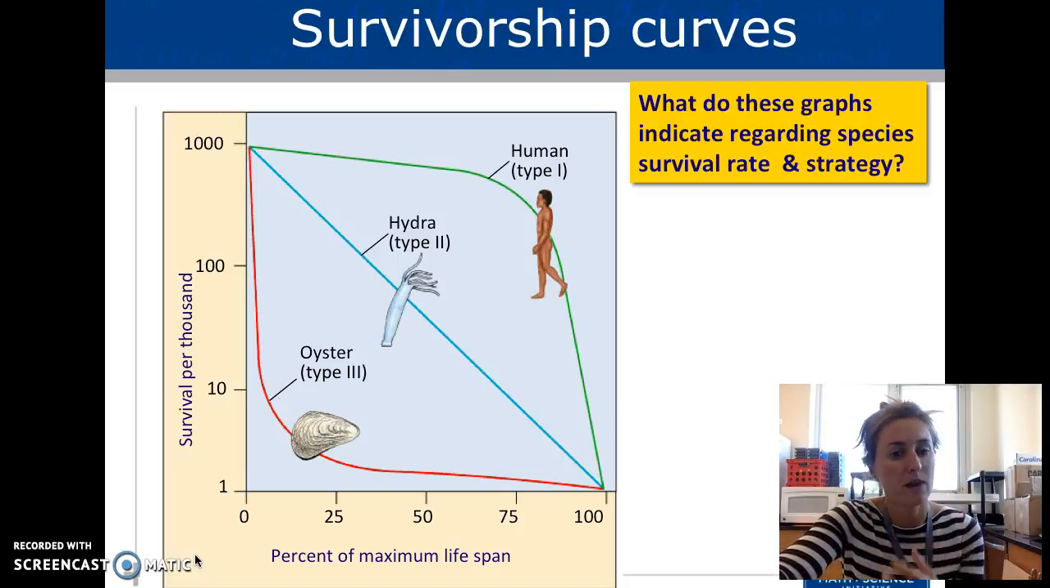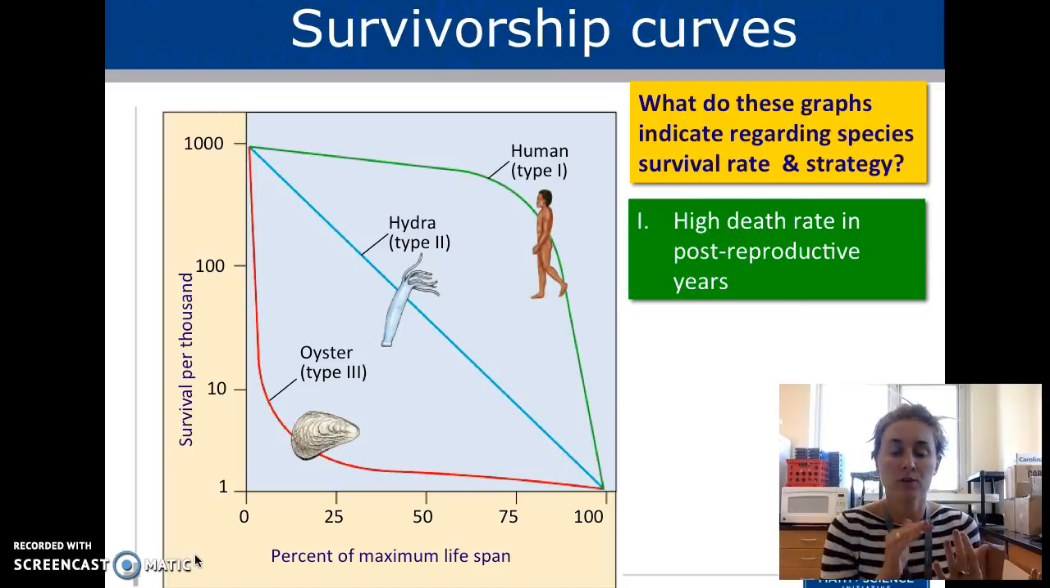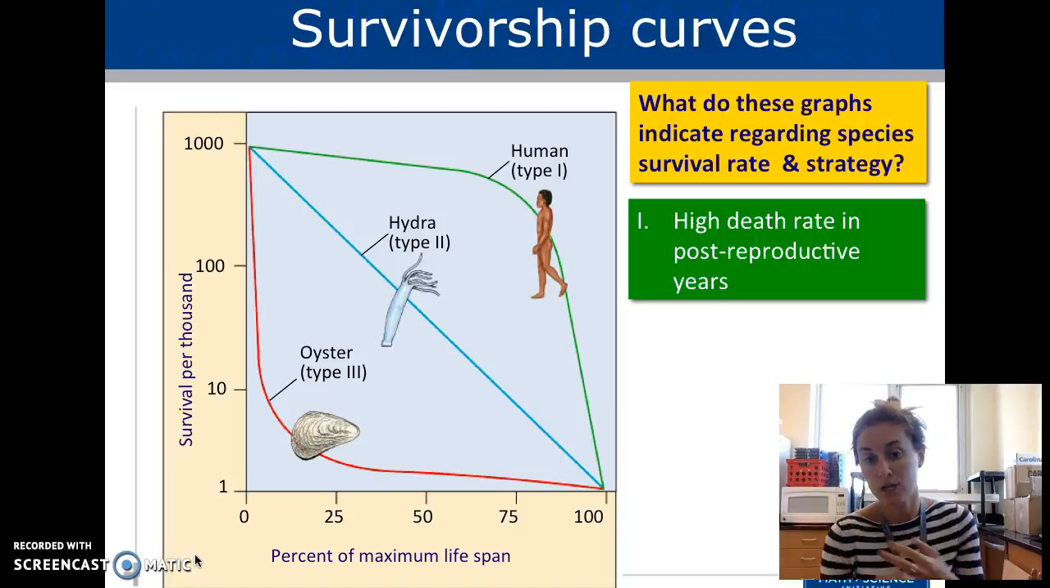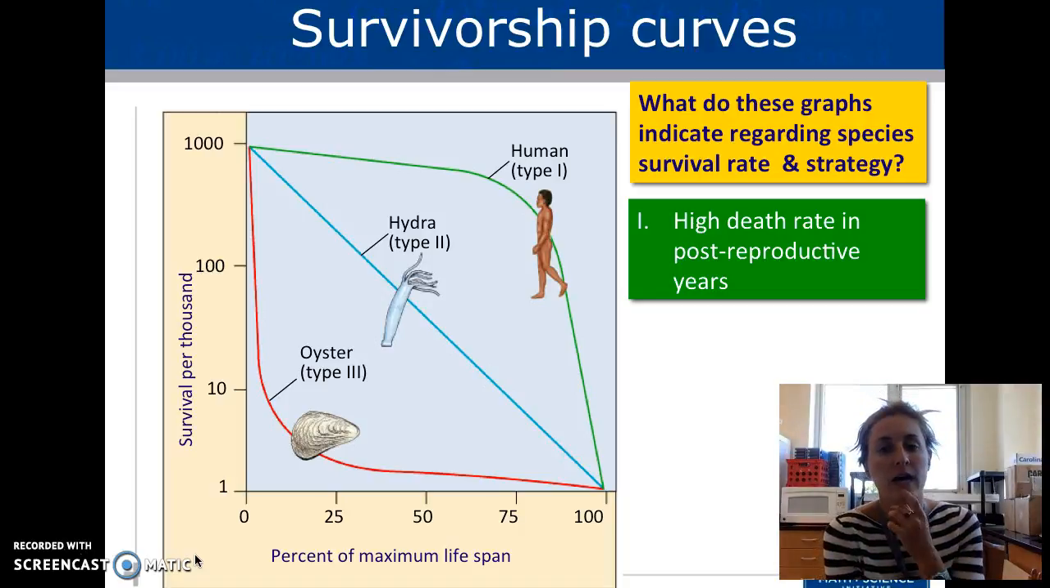The first thing we want to talk about is survivorship curves. So when we look at survivorship curves, there are 3 types. There's going to be type 1. We are considered type 1. Survivorship curves are how someone's life is going to look from start to finish. And I'll kind of clarify on this.